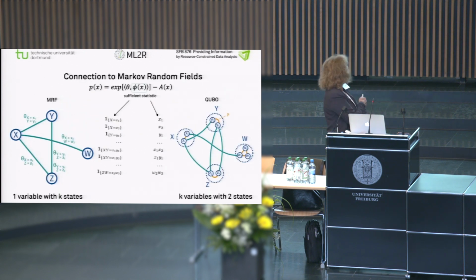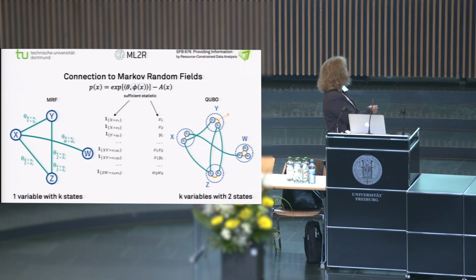And then what you see, if you do that mapping, is that you can have the Markov random fields with their representation of the sufficient statistics, and here you have the constrained binary optimization. The constraint is just that within this variable you cannot have both being one, it must be one and not the other, so this indicates a constraint for the different variables. So in a way you can have one variable with k states, and here you have k variables with two states.